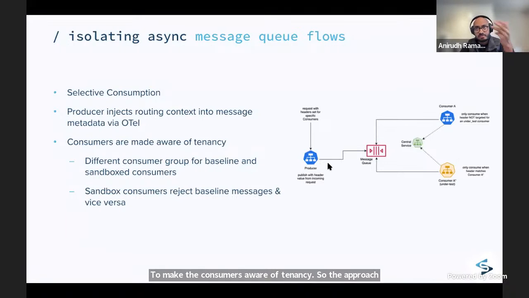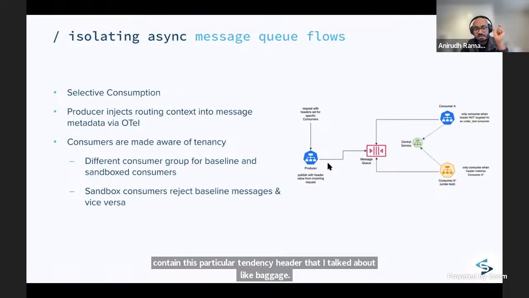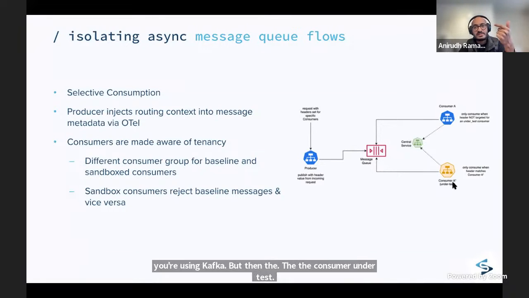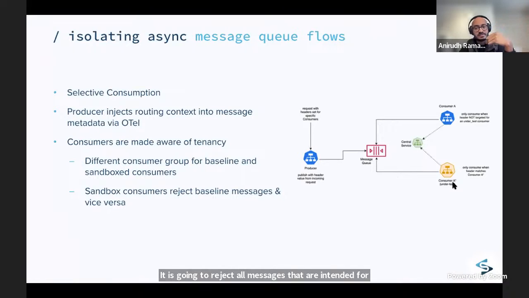The producers produce messages which contain this particular tenancy header that I talked about, like baggage. So they will contain that in the metadata of each message. And then on the consumer side, the consumer is deciding, do I consume this message? If it's a baseline consumer, it will choose to skip messages that are intended for A prime because it will look at that header and say, I'm skipping this message, which is essentially why you need different consumer groups if you're using Kafka. But then the consumer under test is going to reject all messages that are intended for the baseline and only consume messages which are intended for itself.